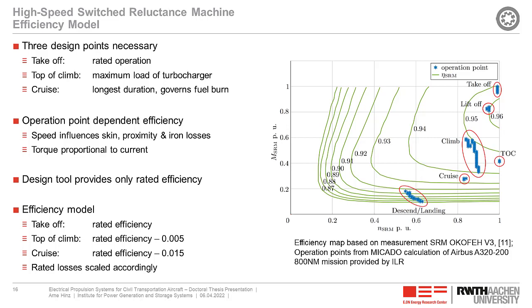The design tool can only provide rated efficiency. So we combined the measurements of the switched reluctance machine OCOFE version 3 from the dissertation of Mr. Carstensen with the propulsion power requirements of an A320-200, which has been provided by the Institute for Aerospace Systems. We can see here that at takeoff, we will operate at rated efficiency. During top of climb, which is marked here with TOC, we are operating at an efficiency 0.5% below rated efficiency, and during cruise, we will operate at an efficiency 1.5% below rated efficiency.